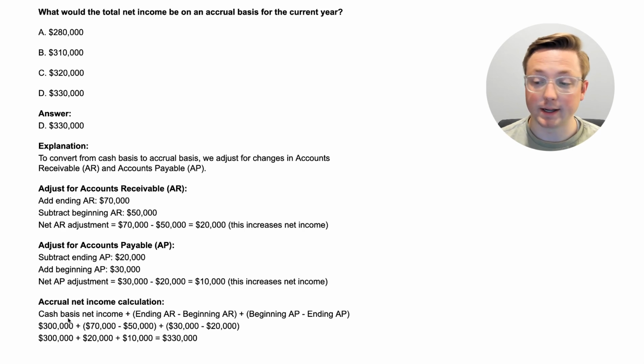So if we go down here to the cash basis net income, you add the ending AR, subtract the beginning AR, add the beginning AP, subtract the ending AP, and that gives you $300,000 plus the 20 plus 10 is $330,000. So again, this is just an intro question. We're going to dive much more into it in the next questions. So let's go to question 2.